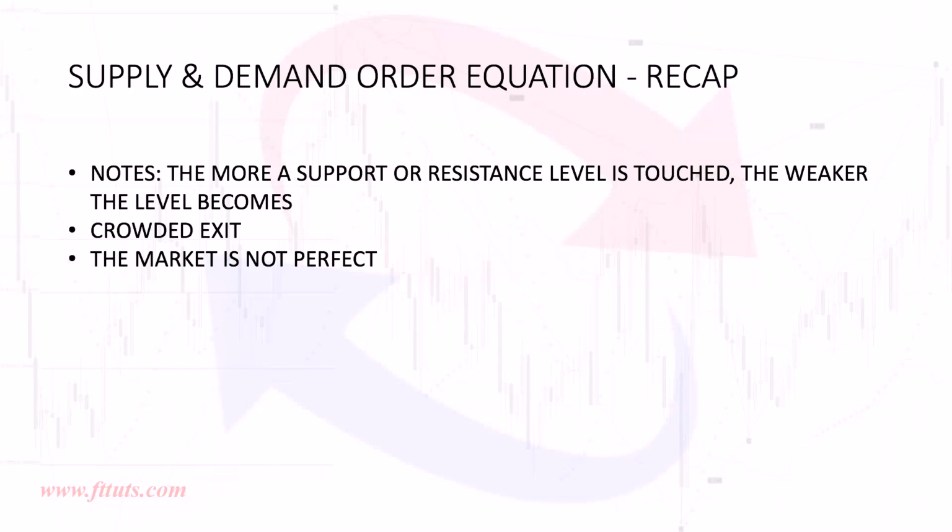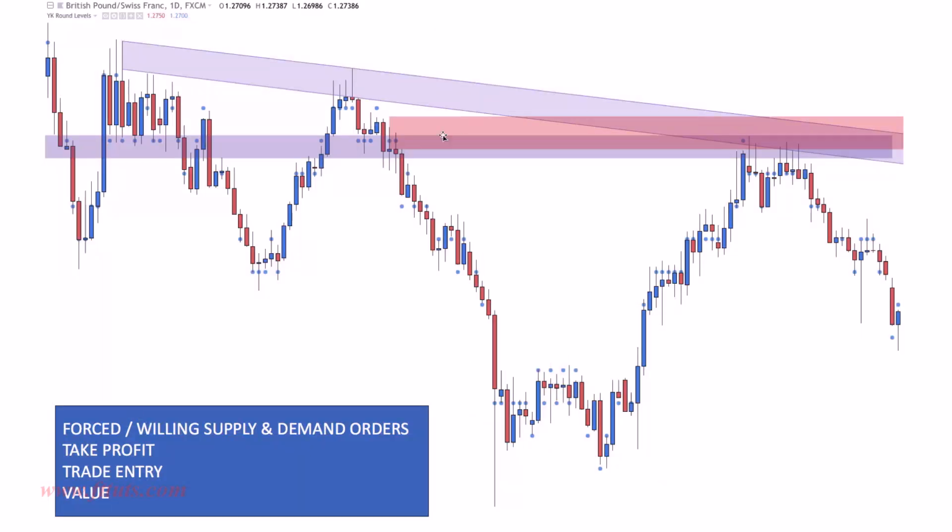So, in this example, we can see again areas that have been touched a few times, right? So you've got that area there, then you've got that area there, and then you've got a massive move. Traders will connect these levels and then project into the future. As you can see, we've got a round number right here.